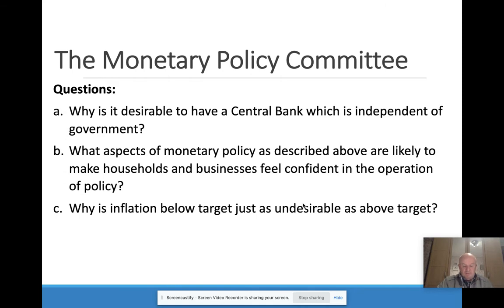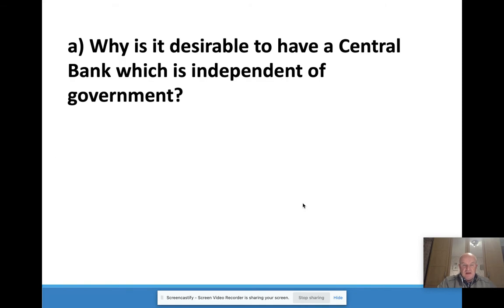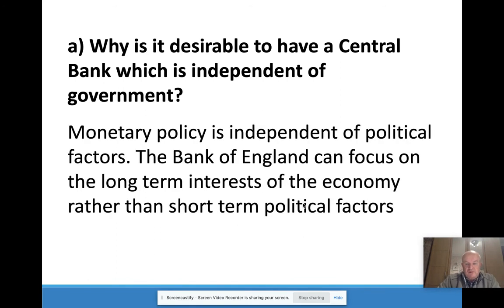Okay, welcome back. Let's take a look at the first question. Why is it desirable to have a central bank which is independent of government? Well, there are a number of reasons, but the main one is that monetary policy is independent of political factors. The Bank of England is able to run its monetary policy and can focus on the long-term interests of the economy rather than short-term political factors.